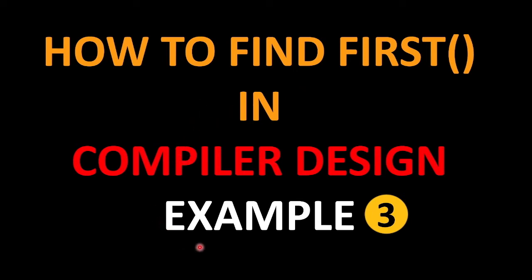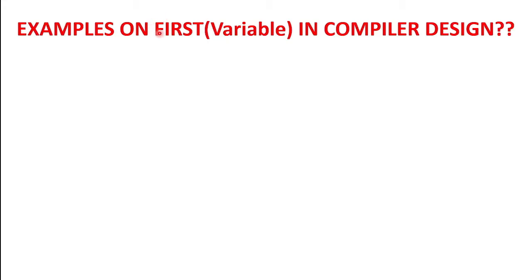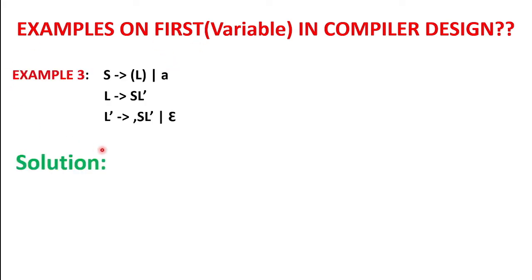Today we are going to see example 3 on how to find first. I have already told in the previous videos that we always find first of a variable. What a variable is has also been explained in the previous videos, so you can go there and check the definitions of variable, terminal and what is first. Now this is example 3. We need to find the first of all the variables present in this given grammar.